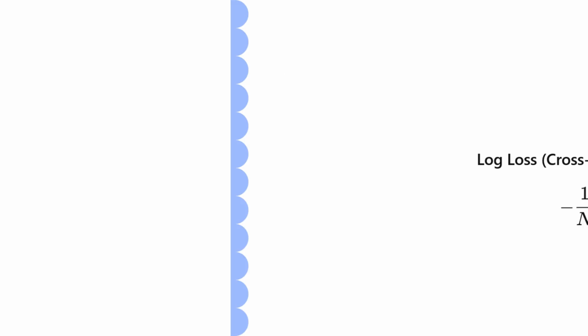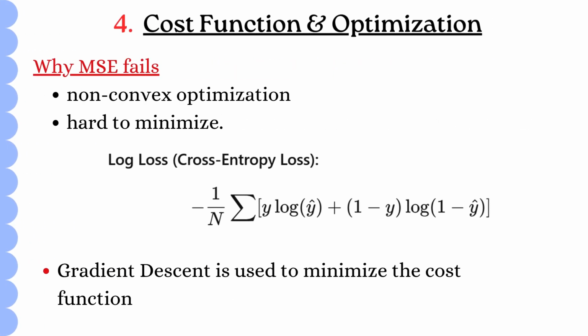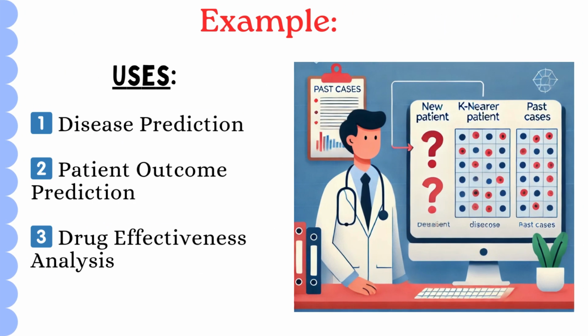4. Cost function and optimization. Why MSE fails? Leads to non-convex optimization, making it hard to minimize. Log loss ensures well-optimized probability predictions. Gradient descent is used to minimize the cost function and find the best model parameters. Example, in medical diagnosis, the model predicts the probability of diabetes. Log loss ensures confident wrong predictions are penalized more than less confident wrong predictions.